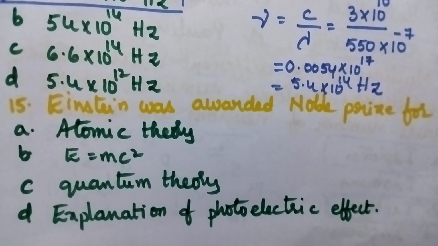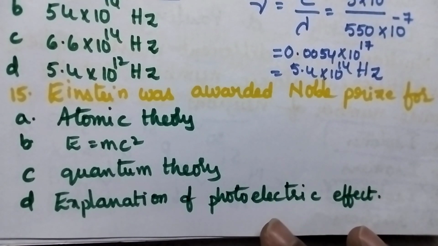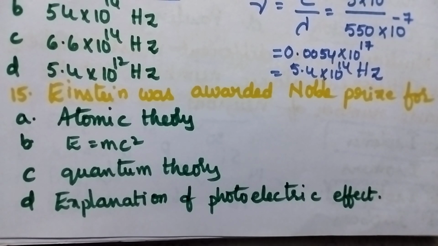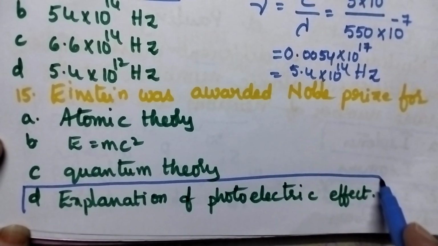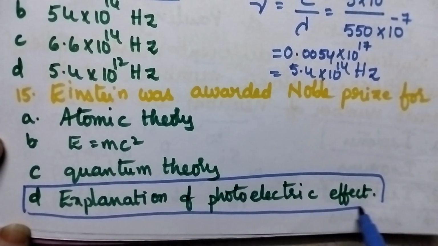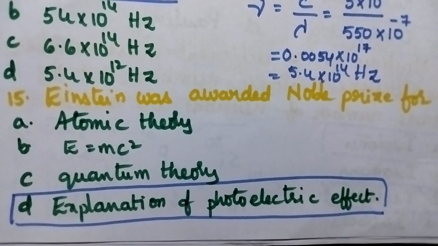And finally, moving to the 15th question, Einstein was awarded the Nobel Prize for. He received the Nobel Prize for the explanation of the photoelectric effect. That means the ejection of electrons takes place whenever the material is exposed to electromagnetic radiation.